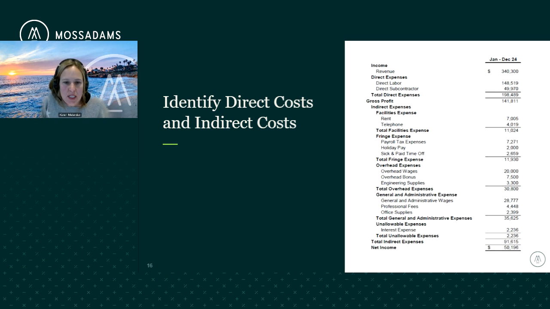So just to get into a little bit more detail, when you identify direct cost and indirect cost, here's an example P&L. You can see at the top we have direct expenses, and those are segregated from all the indirect expenses, which you'll see at the bottom. Examples of direct expenses would be direct labor, direct subcontractor. Indirect expenses are going to be things that aren't attributed directly to a specific cost objective, things like rent, vacation expense, overhead.